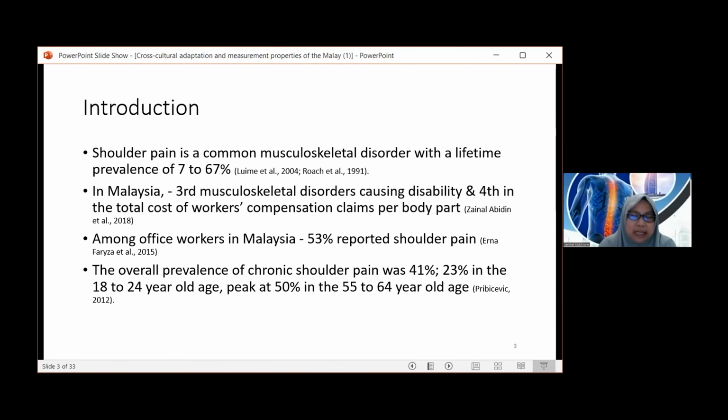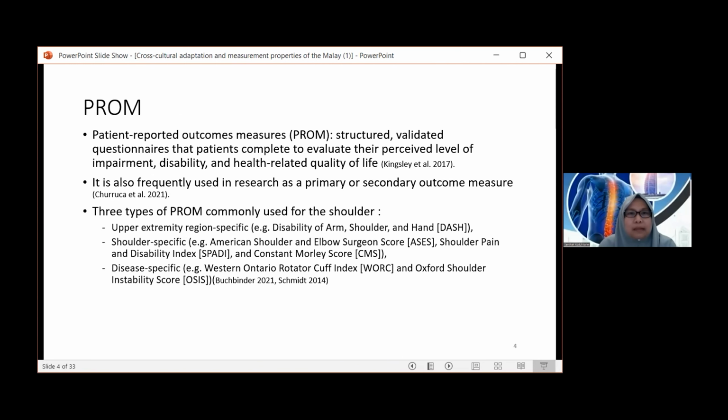As Malaysia has an aging population, with 7.3% of our population aged more than 65, many studies are ongoing on MSK-related disability and problems, including the shoulder. One of the most important research tools to monitor disease progress and treatment efficacy is the use of patient-reported outcome measures or PROMs. PROMs for the shoulder consist of 3 types.